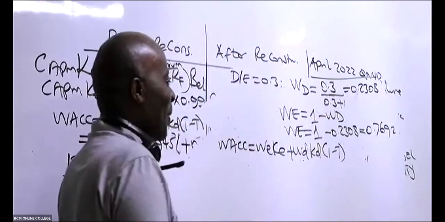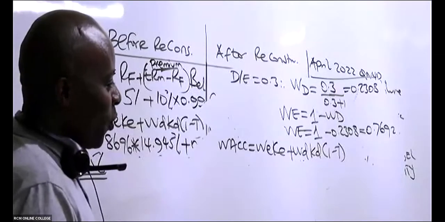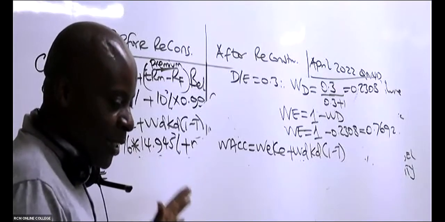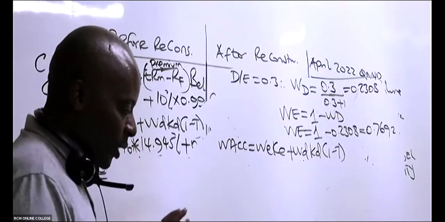You're counting every mark. KD is always equal to the risk-free rate, not unless you're told otherwise.